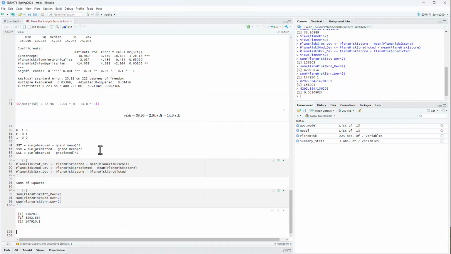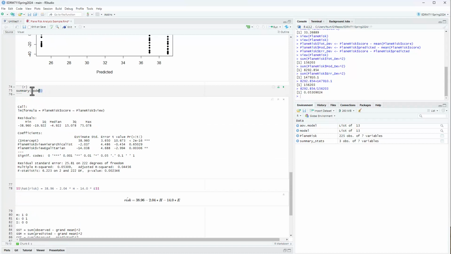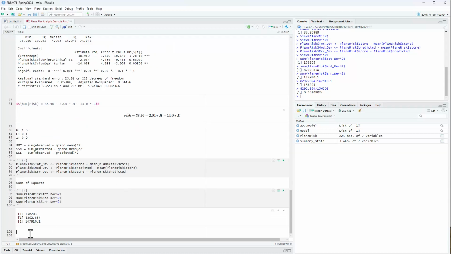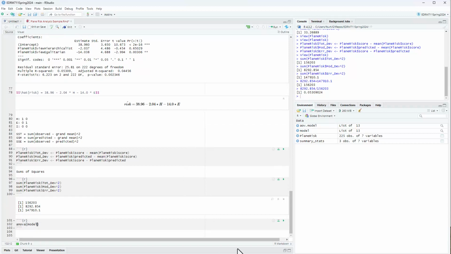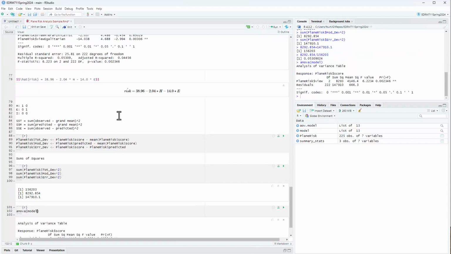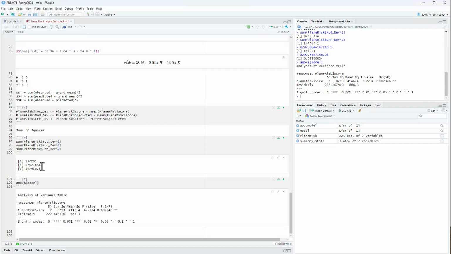Absolutely. We already had built the model. We already got a summary of the model, but now we can ask for an analysis of variance of the model, ANOVA, which is short for analysis of variance. And if I ask for ANOVA of the model, what I will get is all those pieces. There's the 8292.84 or 8293 when it's rounded. Here's the 147,910. It didn't show us the total here, but the total is just the sum of these two.